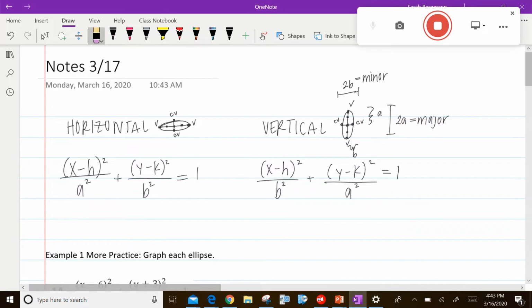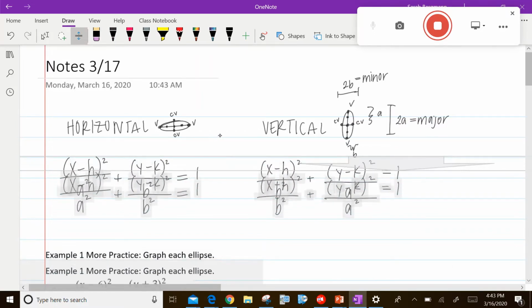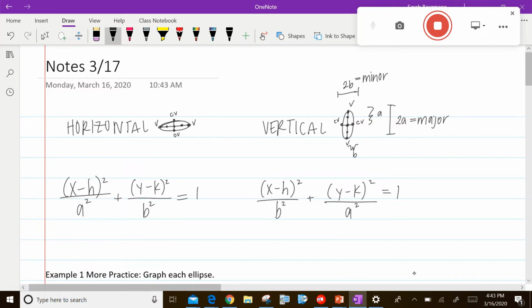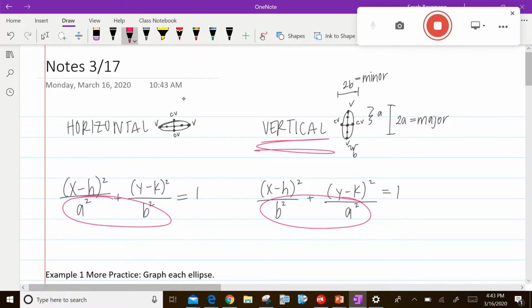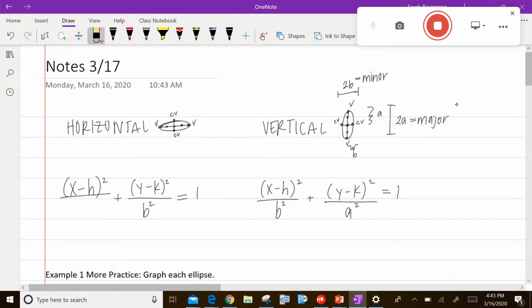All right, our equations are basically the same thing, whether we're talking about vertical or horizontal. The only thing that differs is where the A squared and B squared are in the denominator. So for a vertical equation, A squared is under Y squared, whereas for a horizontal equation, A squared is under X squared. A squared is always going to be the larger number because it's measured along the major axis. All right, let's get started.